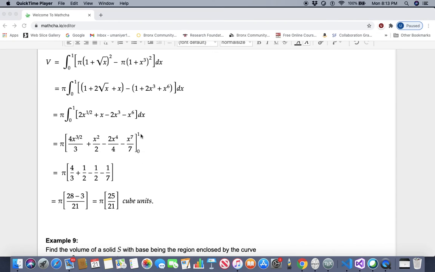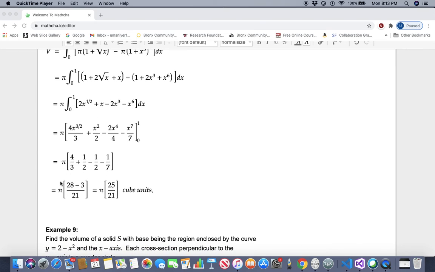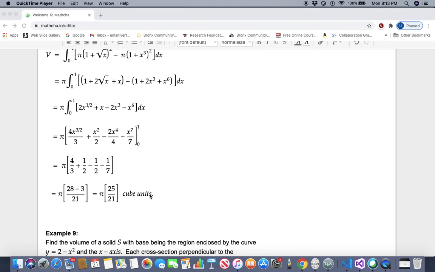0 fetches me nothing. I just need to substitute 1. 1 to any power is 1. So I'm left with 4/3 plus half minus 1/7 times pi. Assuming all my calculations are correct, I get pi times 25 over 21 cubic units.